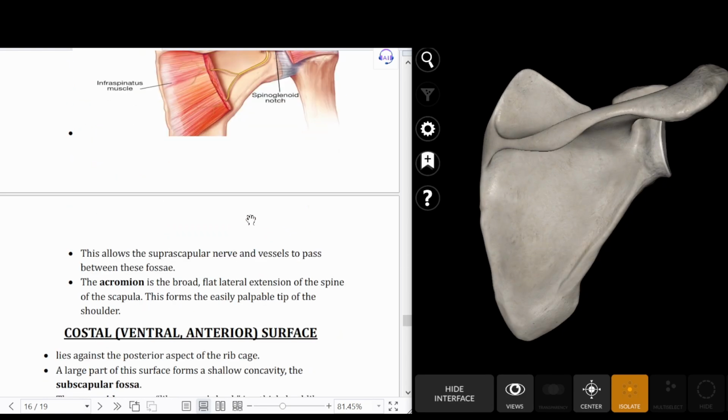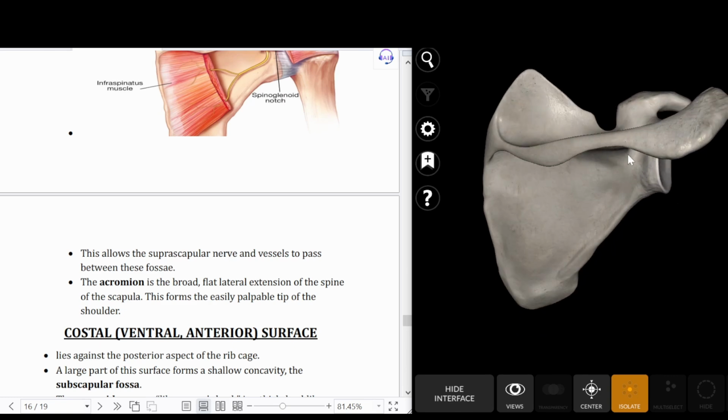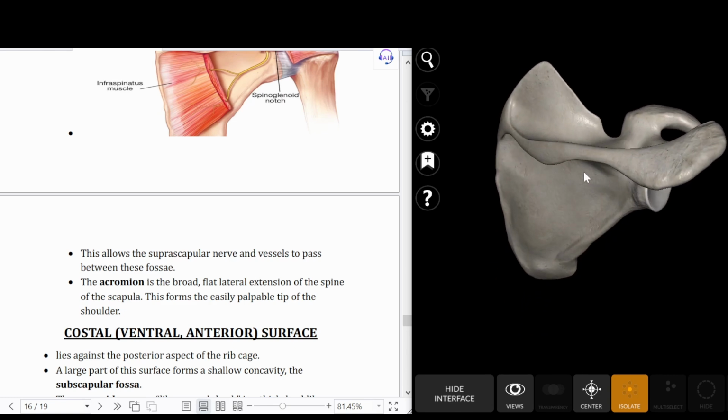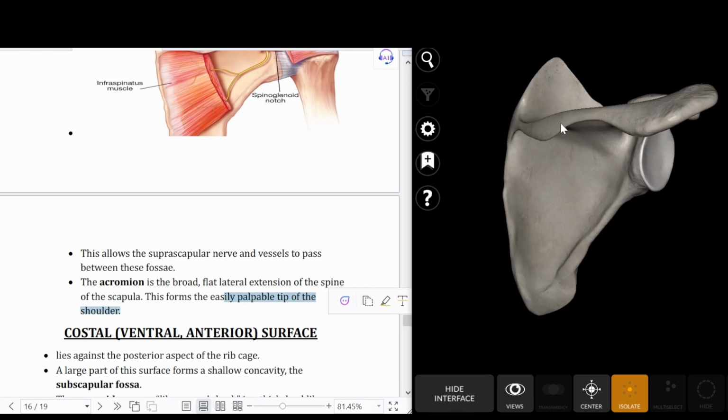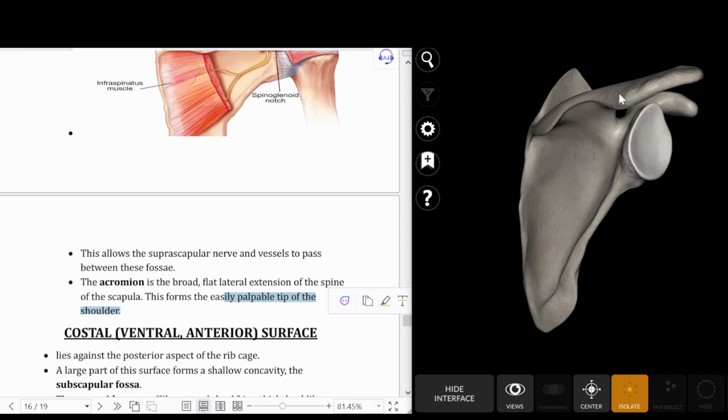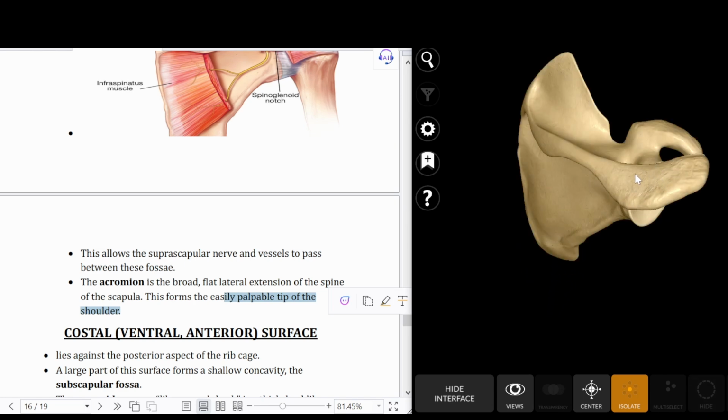Okay. So the acromion, what is the acromion? The acromion is the broad flattened end which is the lateral extension of the spine of the scapula. This forms the easily palpable tip of the shoulder. So this spine of the scapula continues and forms your acromion. So this is your acromion. This part is your acromion. Okay, and then it articulates with the clavicle.